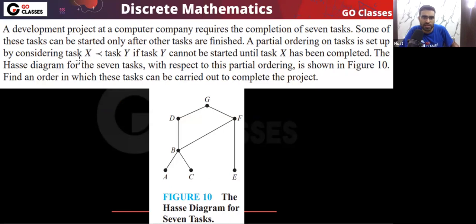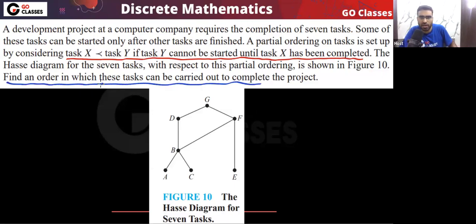Now the question is saying that if task X is related to task Y, for example, you can see task B is related to D, then D cannot start before B. Read this line: task X is related to task Y if task Y cannot start until task X is over. Now the question is simply asking, find an order in which these tasks can be carried out.